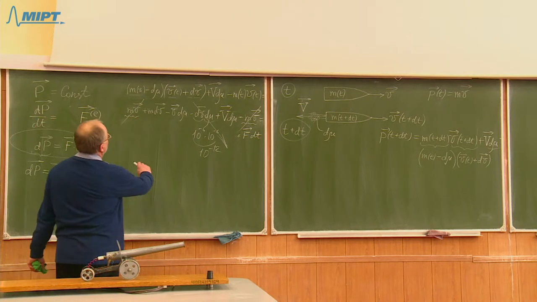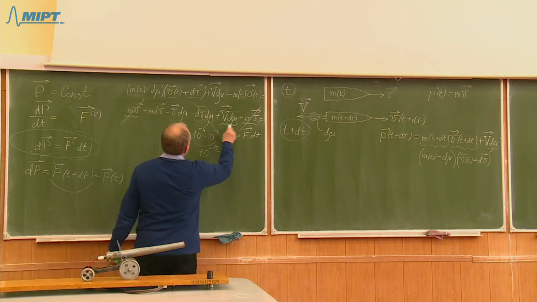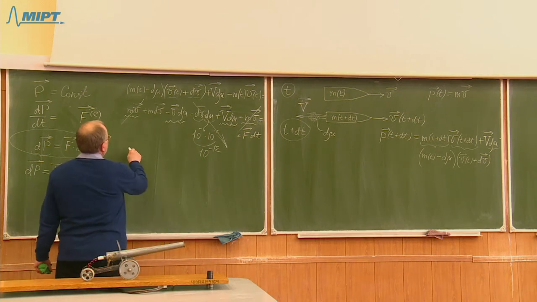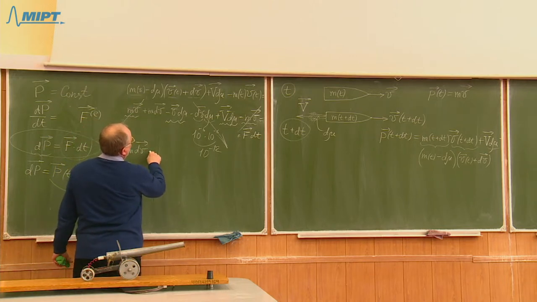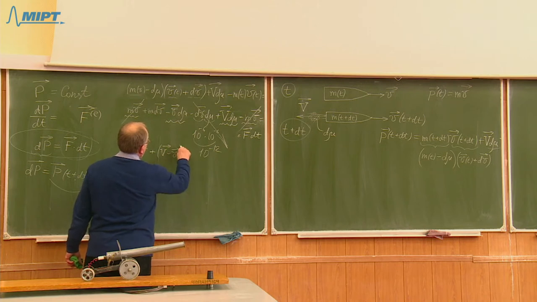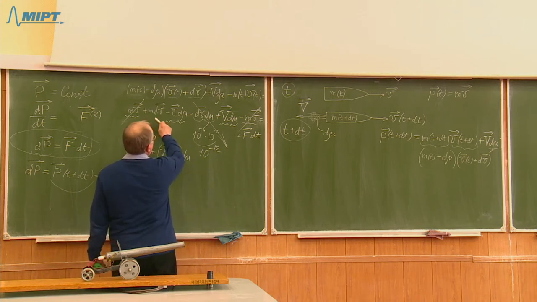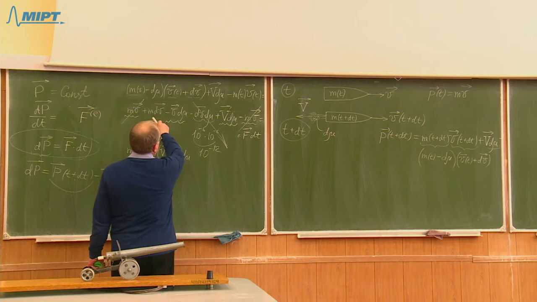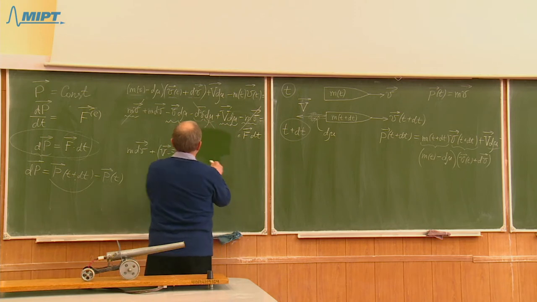And what remains here? I will combine the terms with d mu. And so we have m dv, the first term, plus capital V minus small v, times d mu. I have taken into account this one and this and this. And all this will be equal to F dt.